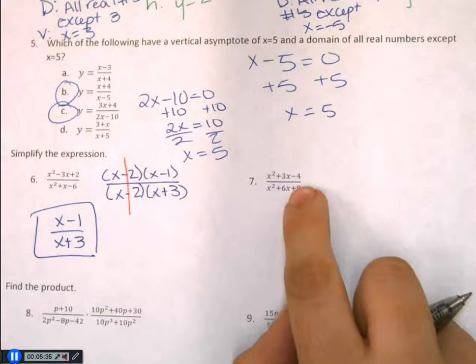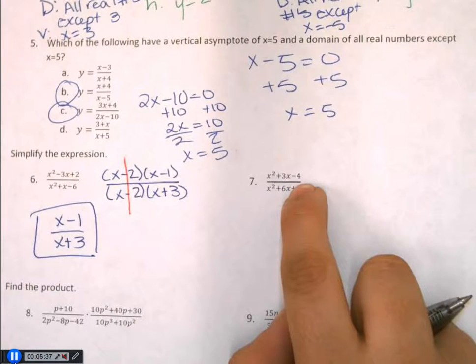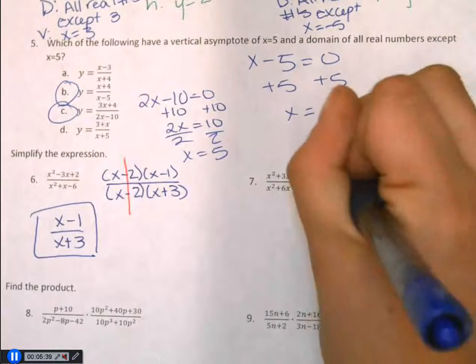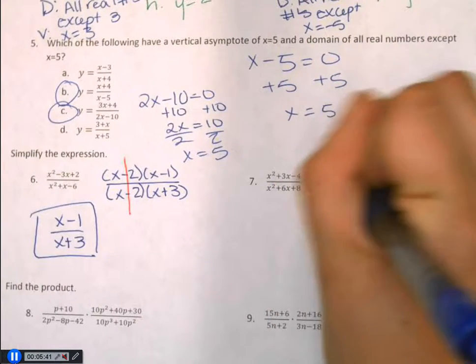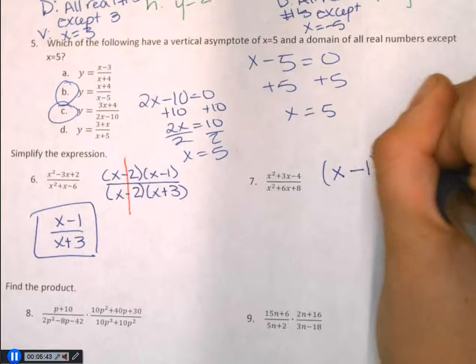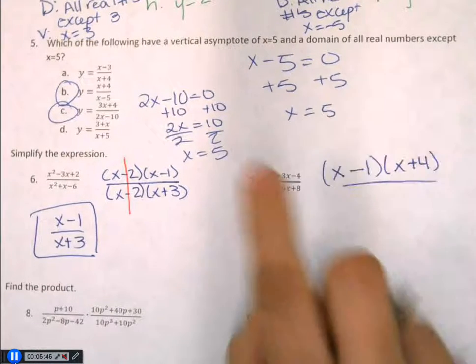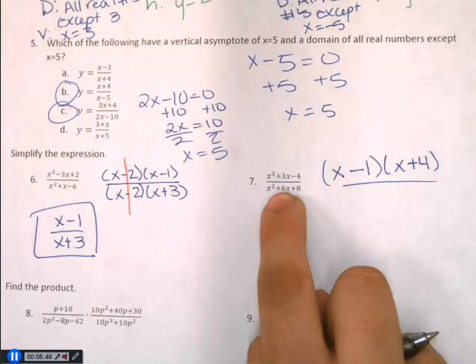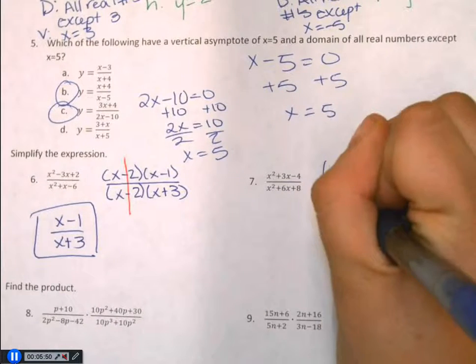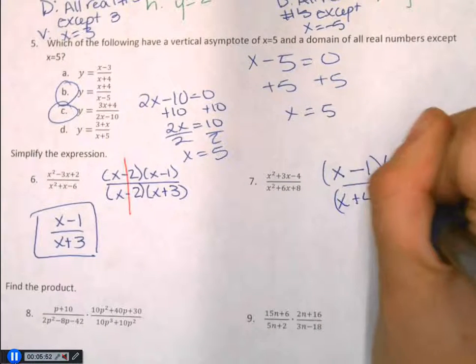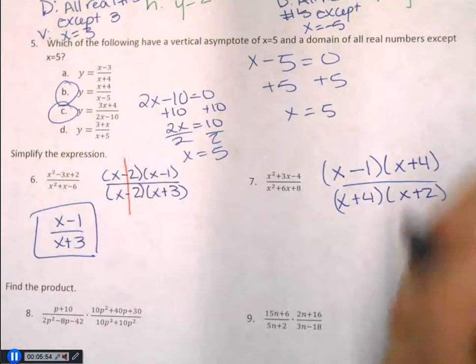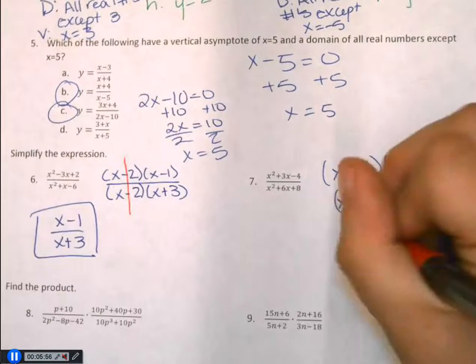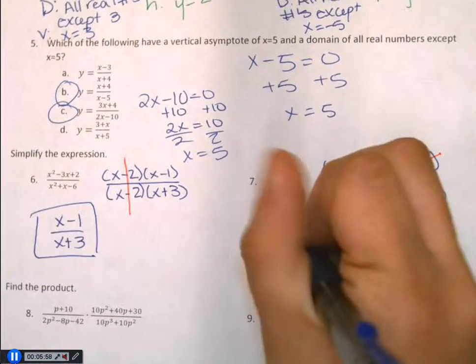I'm going to do the same thing for number 7. I'm looking for what multiplies to negative 4 and adds to 3. That's going to be negative 1 and positive 4. On the bottom, I'm looking for what multiplies to 8 and adds to 6, which is 4 and 2. On this one, the 4's cancel out, and I'm left with x minus 1 over x plus 2.